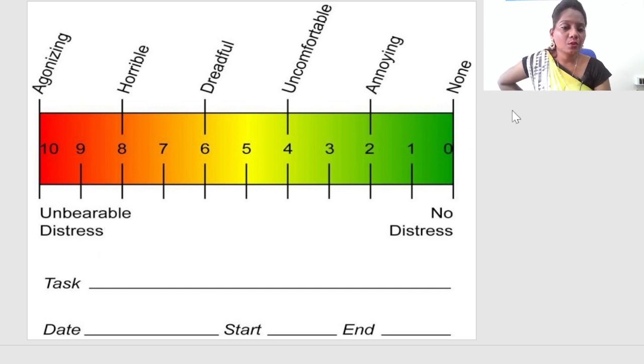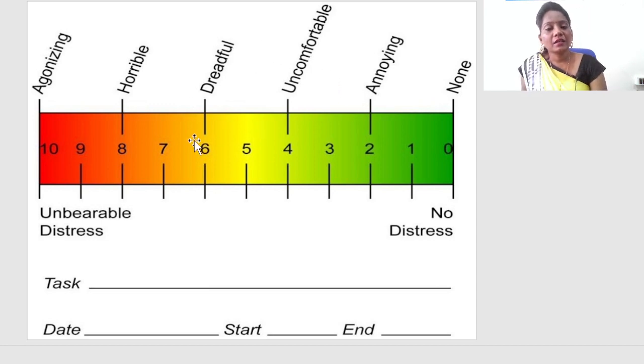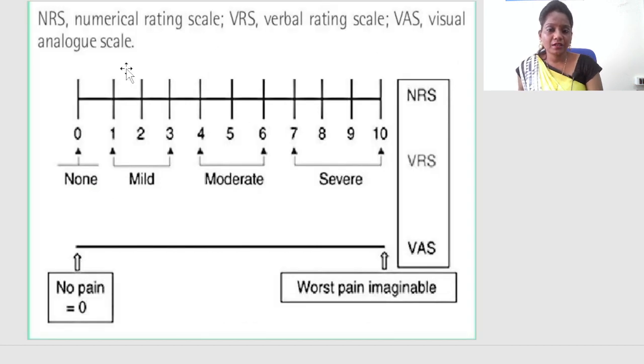And you can understand the color coding also. Green means the symptoms or the feelings are less, and none are annoying or uncomfortable. Then in between, if it is not completely none and it is not severe, they mix with the yellow color, and the red color indicates unbearable or severe pain. That's an example of a visual analog scale.